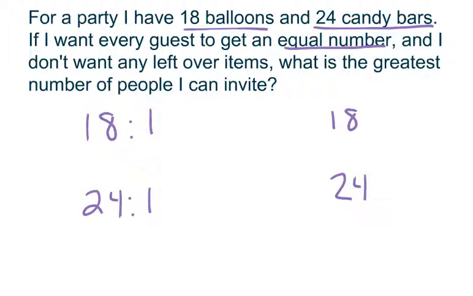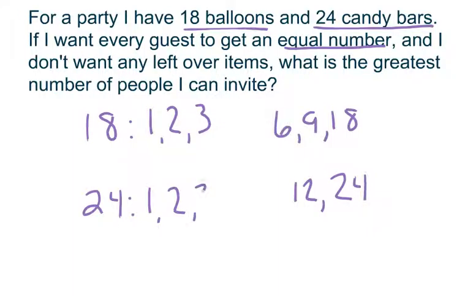And now I'm just going to go through numbers. So I know 2 divides into 18, and that's 2 times 9. I know 2 also divides into 24, that's 2 times 12. I know 3 divides into 18, that's 3 times 6. 3 divides into 24, that's 3 times 8. 4 does not divide into 18, but 4 does divide into 24, that's 4 and 6.